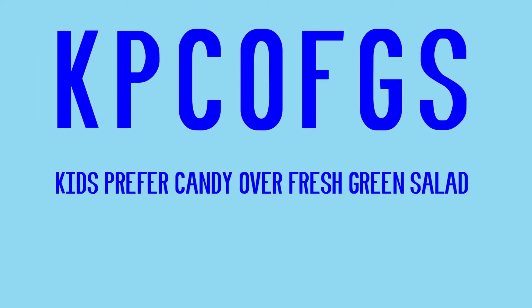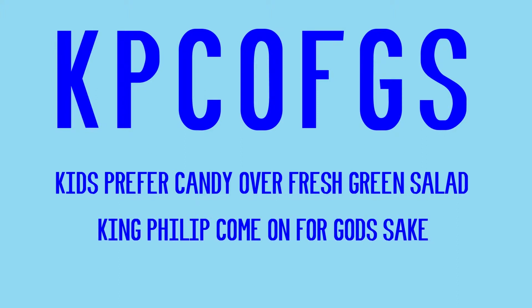It's very clever. You can use the mnemonic "kids prefer candy over fresh green salad" to remember the Linnaean system of classifying organisms. Or if you want to be a little bit more British, you can have King Philip, come on for God's sake. I was going to say, can we make one up? But if you ask your biology teacher, they do know the rude ones out there. They're worth hearing. Give them an ask and see what you find out.